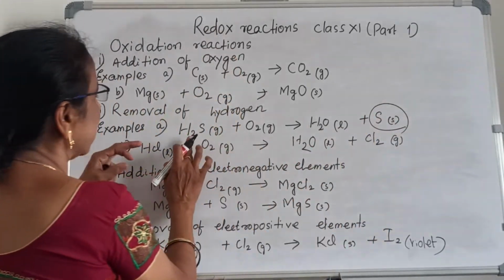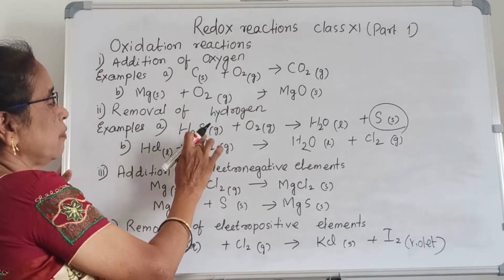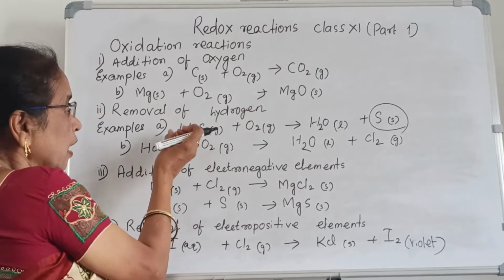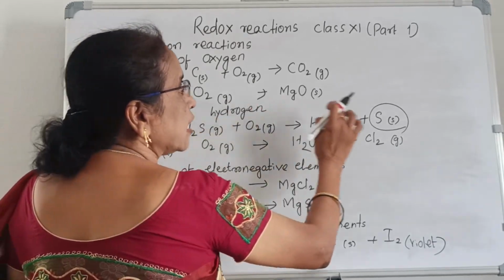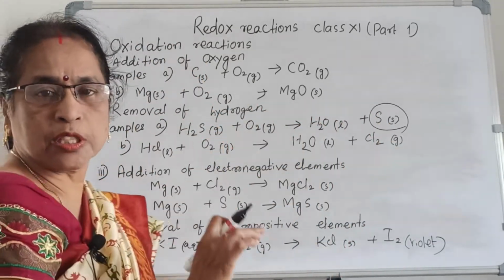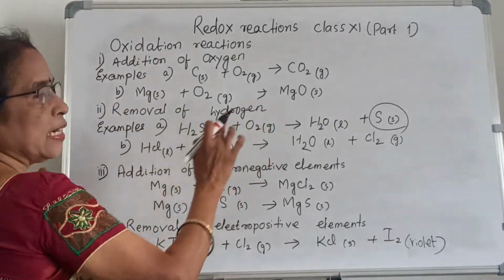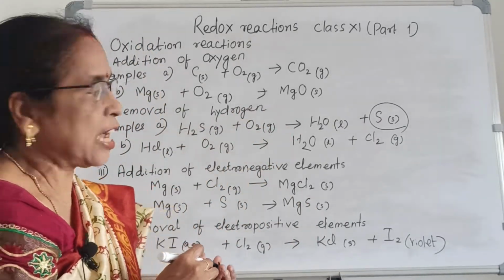Now what happens? You see, in hydrogen sulfide, sulfur and hydrogen both are there. Now here hydrogen is removed, and it changes to sulfur. Since hydrogen is removed, that is why it is one example of an oxidation reaction.